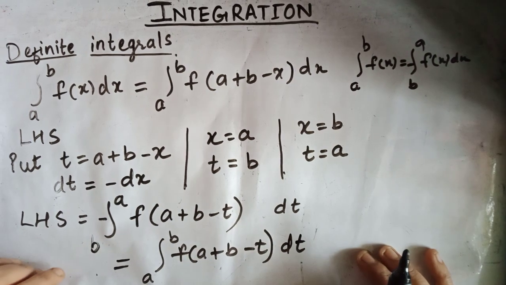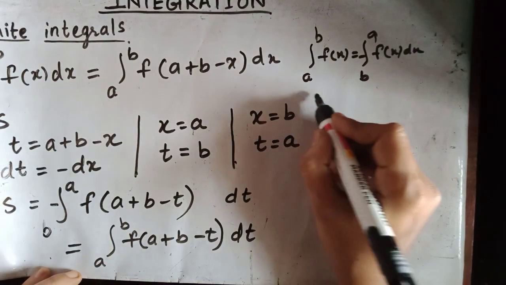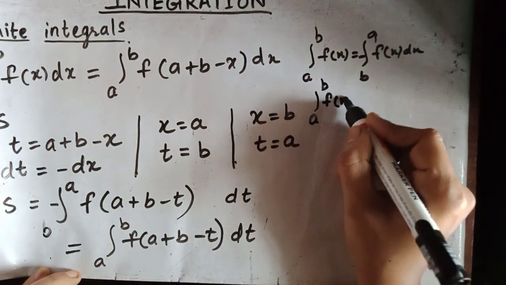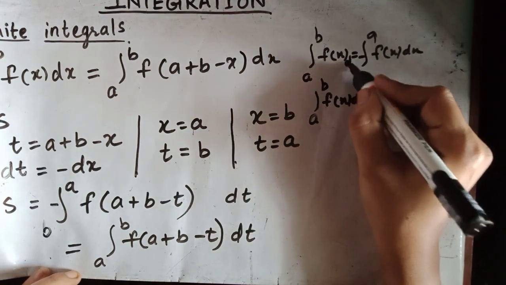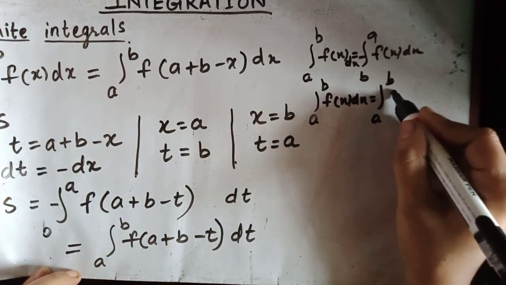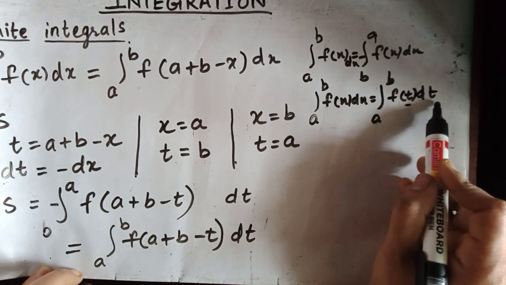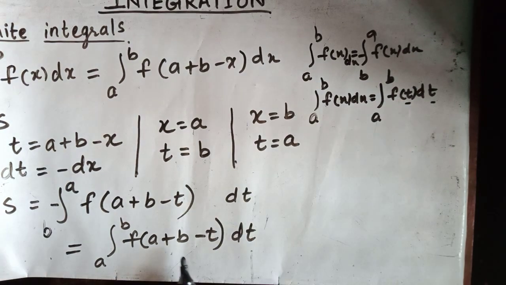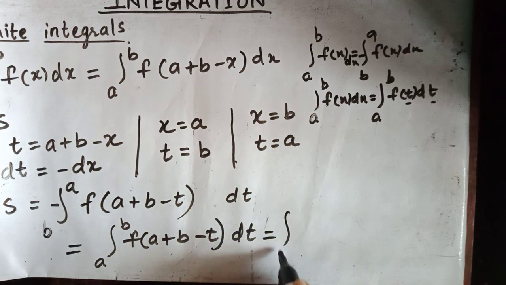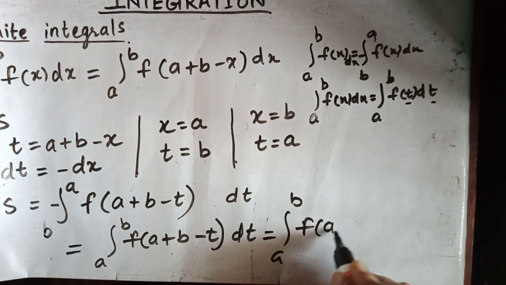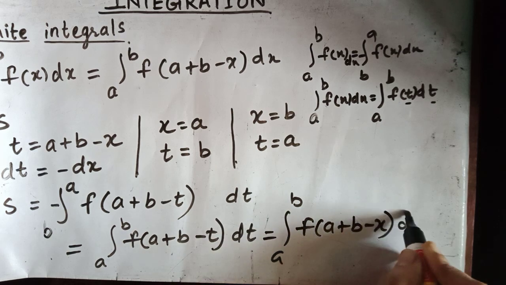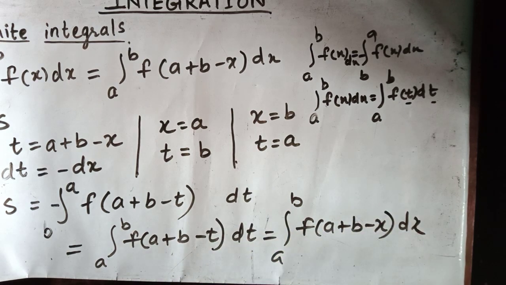Okay, and using the second property which says integral a to b f(x) dx is equal to integral a to b f(t) dt. So when you are changing this variable, you can change here also the variable, so t becomes x. Okay, so you can write a to b f(a plus b minus x) dx. Okay, so this is equal to your RHS. So this property is proved.